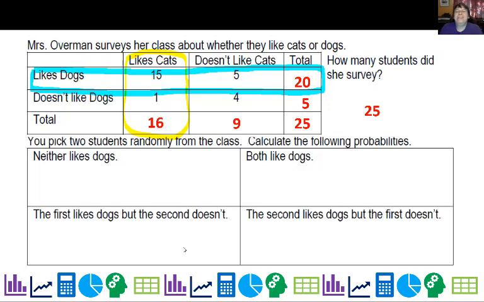All right, so you pick 2 students randomly from class. Now we're getting into compound events because we're going to pick 1 student and then another student. Before, we were only talking about picking 1 student, which is the easy case. So we're going to find the probability that neither likes dogs. Well, how many people don't like dogs? There are 5 people out of 25.